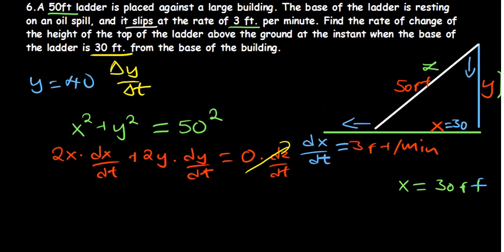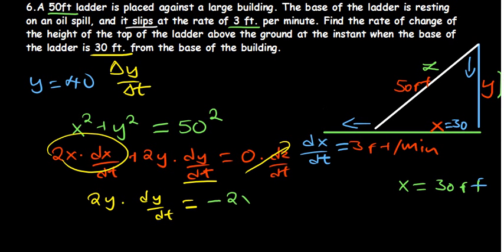Okay, so at that point, remember our goal is to find dy/dt, which is the rate of change of the height. So we have 2y dy/dt, and then the other part can go to the other side. This part can go to the other side. So it will become negative 2x, and then dx/dt. Okay, so we can divide both sides by what? We can divide both sides by the 2y there.